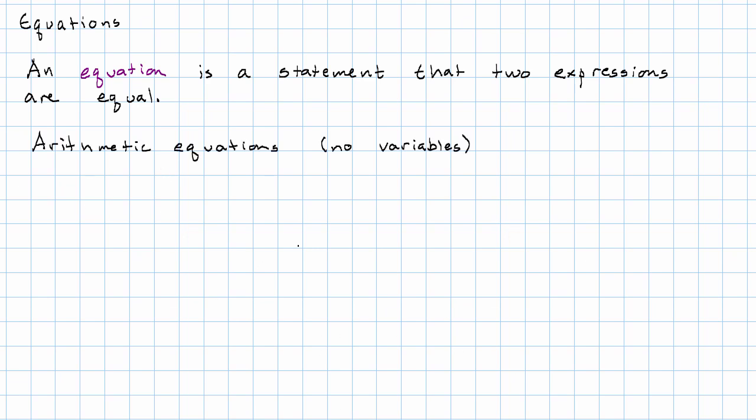Now, we know about arithmetic equations. Arithmetic equations might be true, like 3 plus 5 equals 8, or they might be false, like 3 plus 5 equals 35. We can tell immediately whether an arithmetic equation is true or false. Just work out the arithmetic and see.